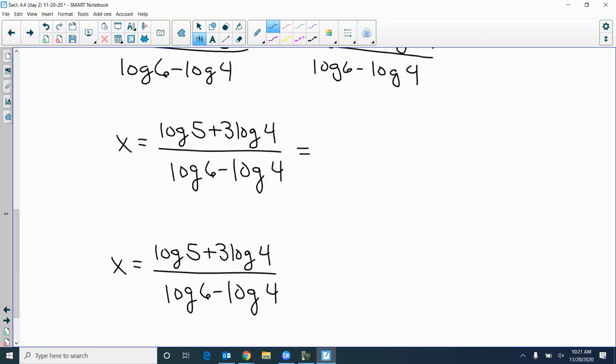Round to 3 decimal places. Okay, good. Josh, what'd you end up with? 14.226. Okay.